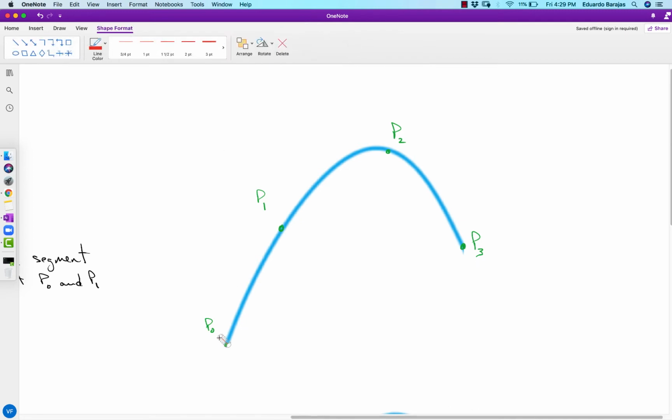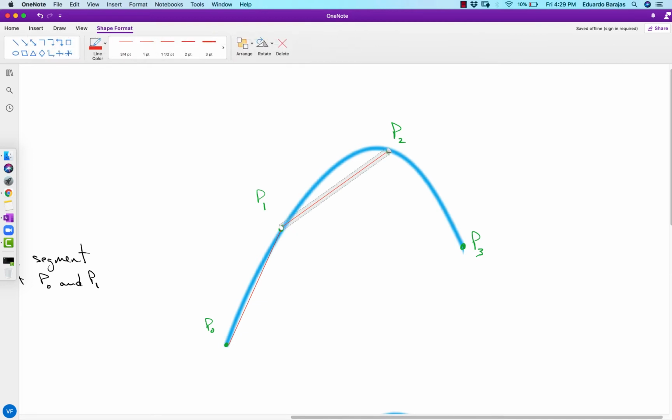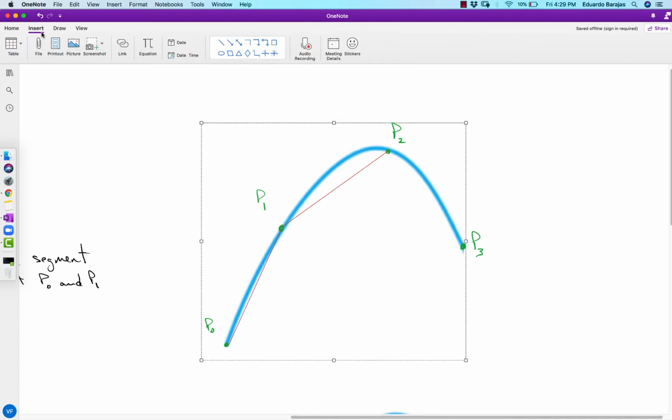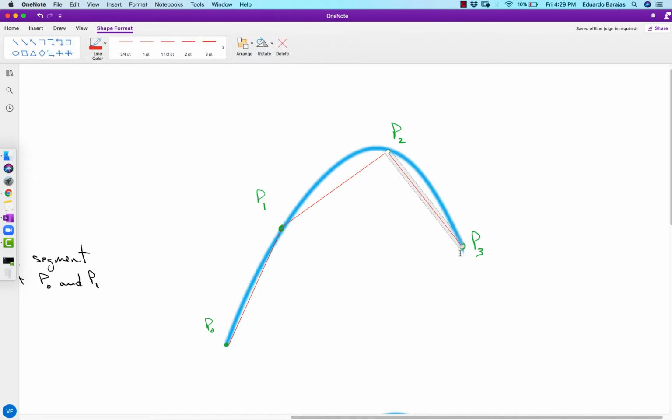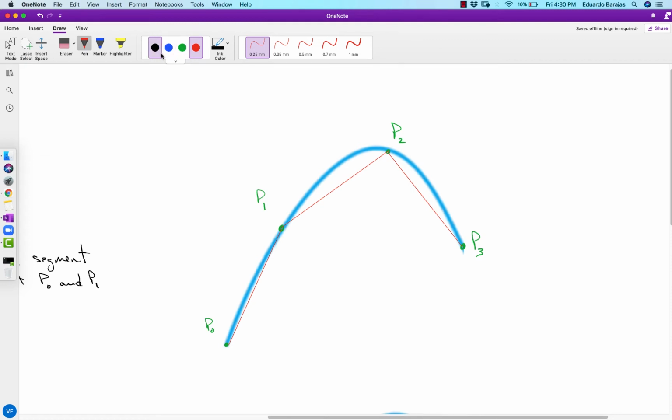One of them will connect from this point to that point. Another one will connect from this point to that point. Another one will connect from that point to that point. As you can see, the sum of these three line segments would make an even better approximation. So now we say that the blue curve is approximately equal to the sum of the segment between P0 and P1, plus the segment between P1 and P2, plus the segment between P2 and P3.